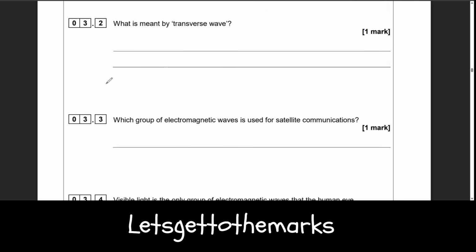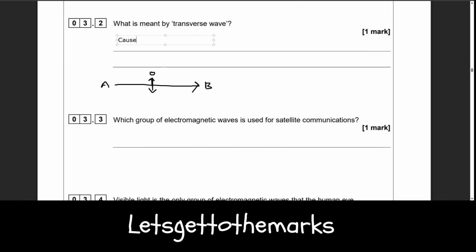So the definition of a transverse wave is this: it is a wave going from point A to point B, and it causes the particles that it goes through to oscillate, which is a funky name for vibrate, up and down, perpendicular, or across the direction of the wave. So we're going to put that as our answer for transverse waves.